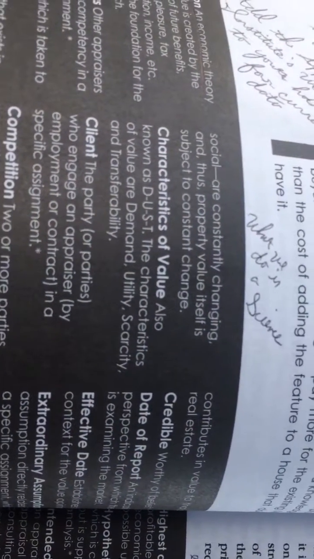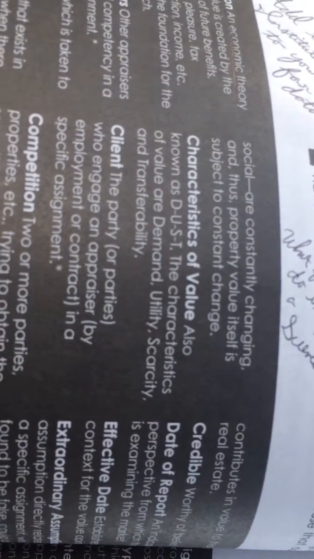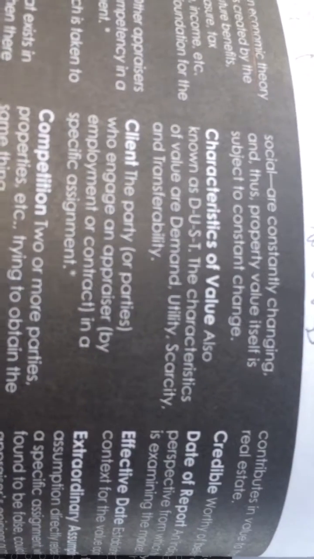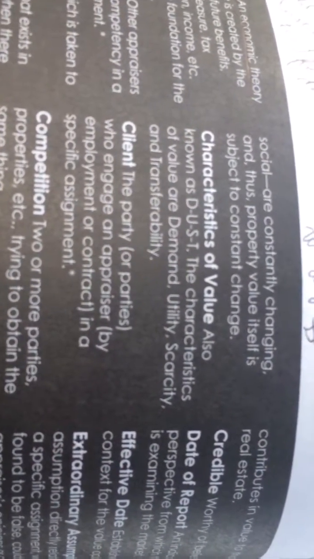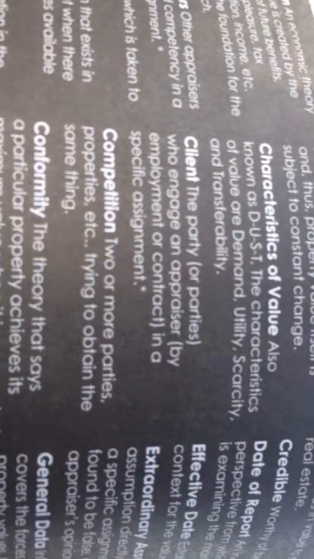Change. A principle affecting value in real estate that says all factors that influence real estate, physical, economic, governmental, and social, are constantly changing, and thus property value itself is subject to constant change. Characteristics of value, also known as DUST. The characteristics of value are demand, utility, scarcity, and transferability.